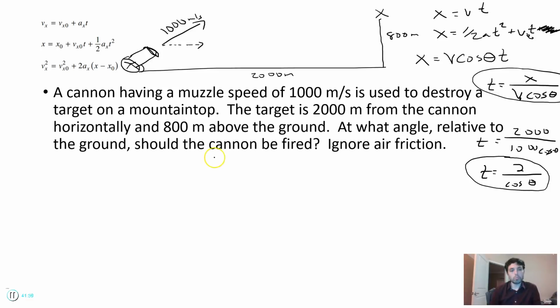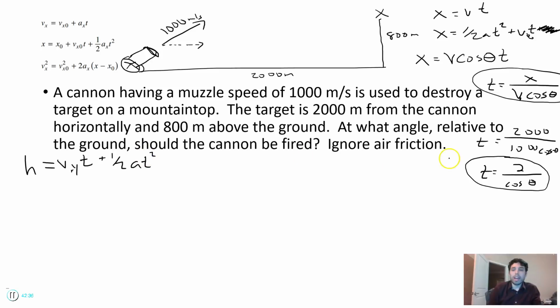Okay. Now that we have that figured out, we got to go back and say, well, that's great for horizontal position, but what about vertical position? We need to go up 800 meters at the same time when we go 2,000 meters horizontally. So we have our vertical position equation. I'm going to use h for height because I don't want to use the same letter x because that would get confusing. So h, vertical position, is v naught y times t plus 1/2 a t squared.